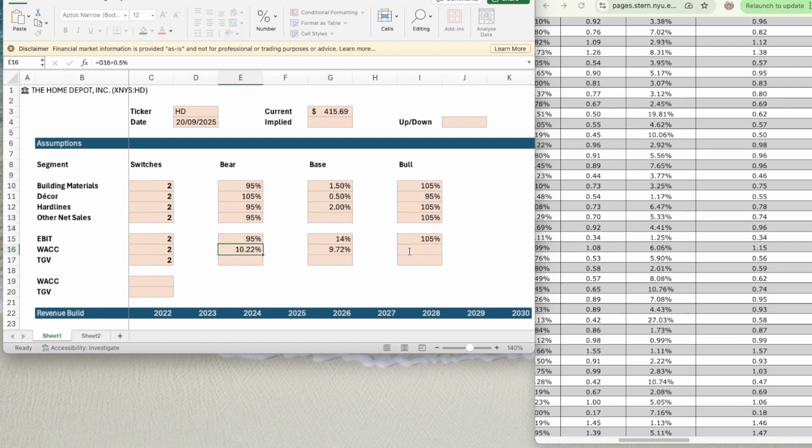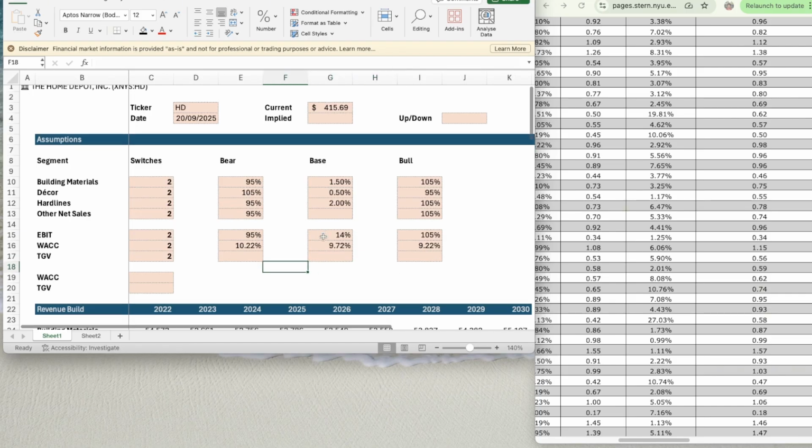Then let's just copy this over and we'll change the sign. No, didn't work. There we go. Because the lower the WACC, the less risk, so the more bullish it is. Obviously, the other way around, the higher the WACC, the more bearish it is.